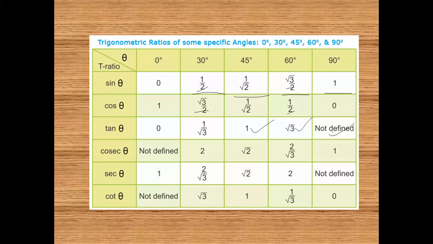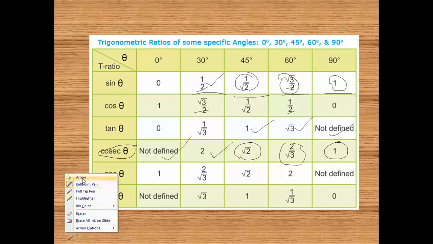Here, cosecant is the reciprocal of sine. The reciprocal of 0 is not defined. The reciprocal of 1 by 2 is 2. The reciprocal of 1 by root 2 is root 2. The reciprocal of root 3 by 2 is 2 by root 3. And the reciprocal of 1 is 1. For secant, no need to look again, just write down the cosecant values in reverse. And for cot, you write down the tan values in reverse.